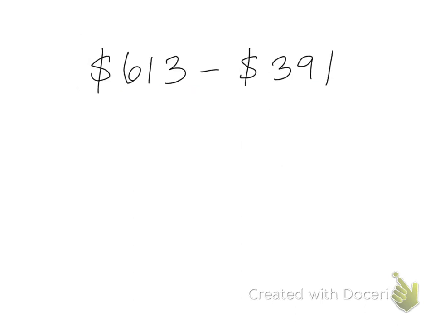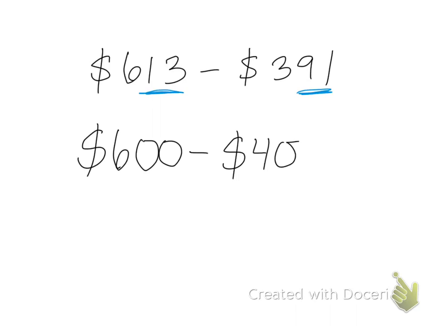We could do the same thing with subtraction. So here I have 613 minus 391. If I need to round, we look at the last two digits. 613, 13 is smaller than 50, so I round down to 600 minus, and then we look at the last two digits in 391. 91 is bigger than 50, so I round this number up to 400. 600 minus 400 equals 200.